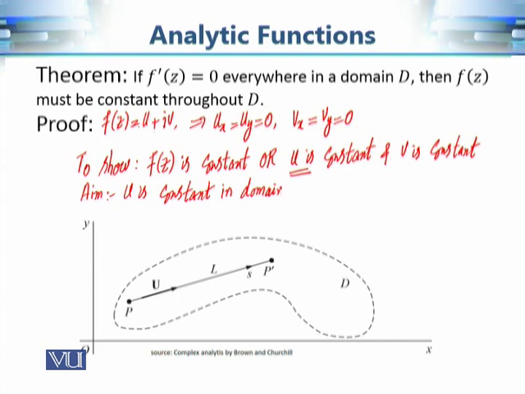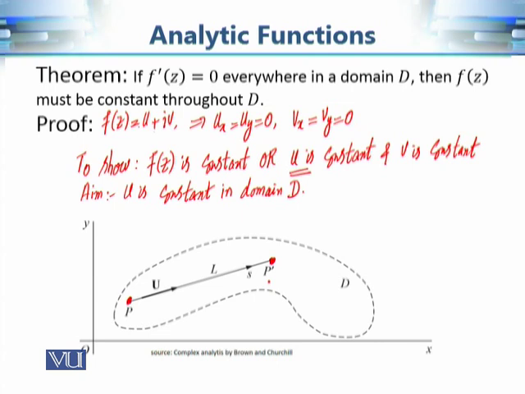In domain D. Okay, so now u is a function of two variables. It's a real valued function. If we want to show that it is a constant function, we want to show that its value remains the same at each and every point in the domain. So for example, if I choose 2 points, let's call them p and p prime, then the value of the function u is the same at both points p and p prime.